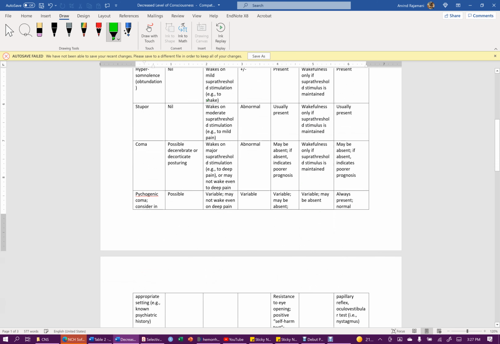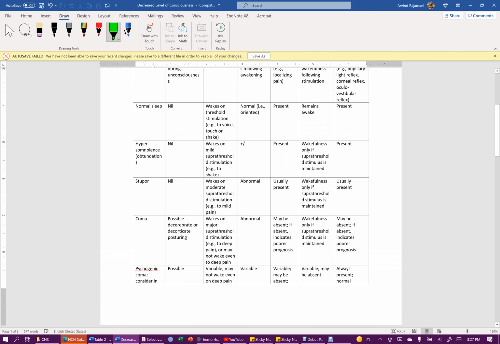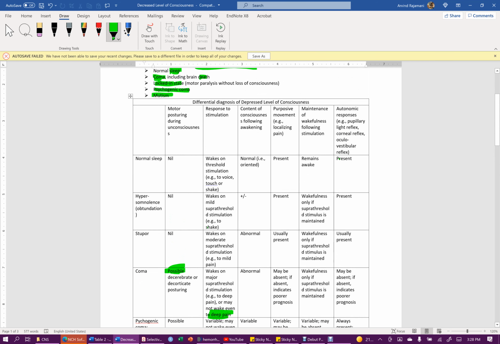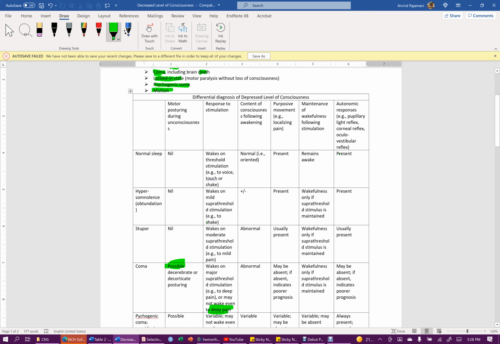Okay, now you come to coma. You can have any kind of thing in coma. You could have decerebrate or decorticate posturing. You may need a lot of pain to elicit a response. Even after you try to wake the patient, the patient probably won't wake up at all, so this will remain abnormal. You may not have purposeful movement, and if that's absent, it indicates a poorer prognosis.